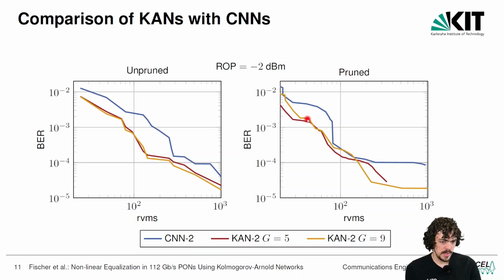We observe that there is still a performance gap that narrows down in this region between the CNNs and the CONs, but we also observe that to achieve a bit error rate of 10^-4, before we needed around 300 RVMS for the Kolmogorov-Arnold networks, and after pruning, so after removing redundancy from the equalizer architecture, we need around 200 real-valued multiplications per symbol. And this illustrates the importance of pruning in such equalizer designs.